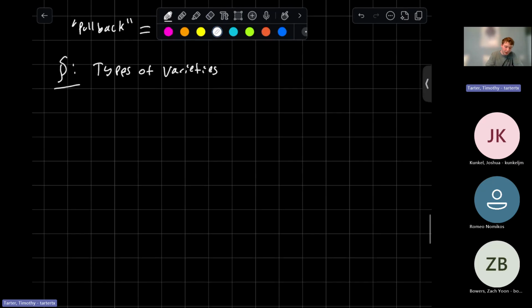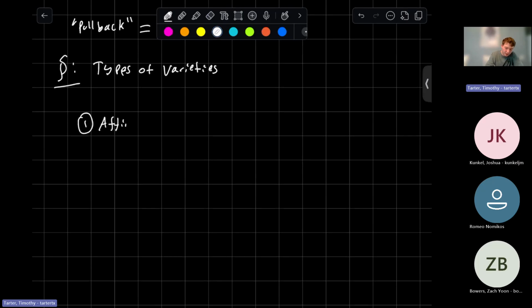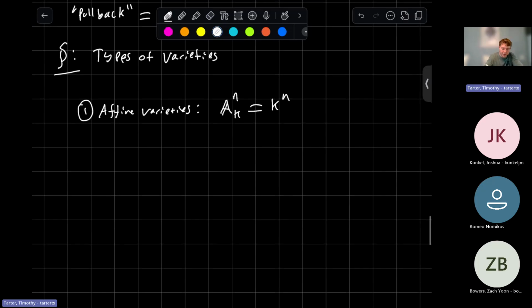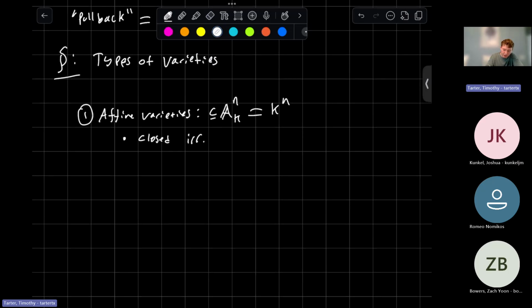So we've talked about affine varieties. And these look like n-dimensional tuples over a field K. We typically note it as script A. And their main things are that they're closed, irreducible subsets of affine space, closed irreducible subsets under the Zariski topology.